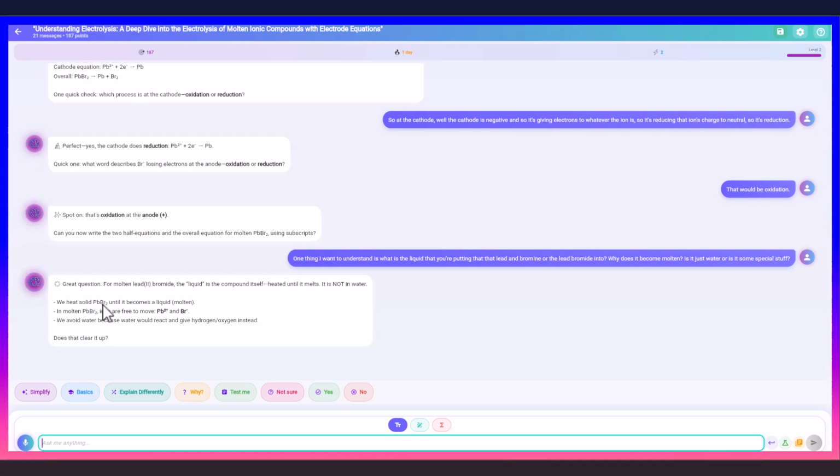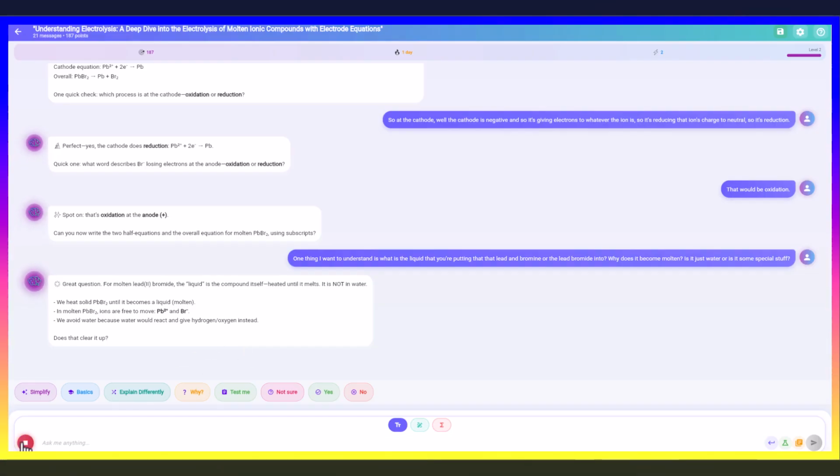We heat solid lead bromide until it becomes a liquid. In molten PbBr2, ions are free to move. We avoid water because water would react and give hydrogen and oxygen instead. Yeah, that clears it up. Have you got an interactive model I can use to have a look at this in a bit more detail?